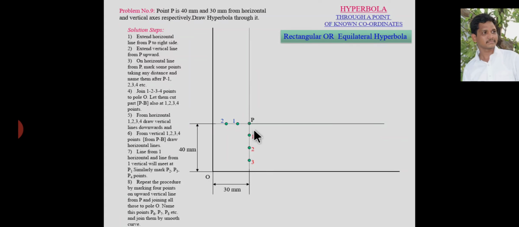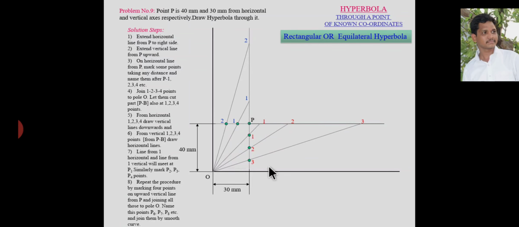Now join all these vertical points to the origin O. Join all these points like this, and extend these lines up to meet the horizontal line. Now join all these horizontal points to the origin and extend like this. Name these points as 1, 2, 3 and 1, 2.